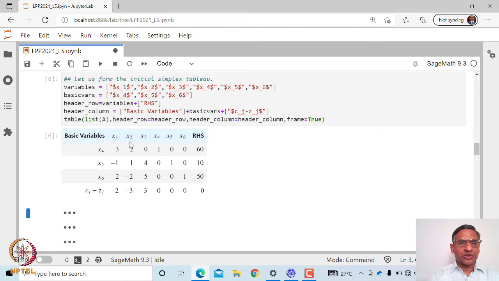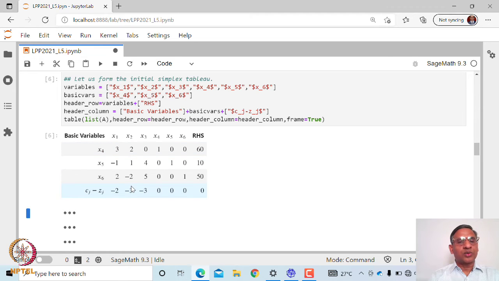Right, so you can see here you have x1, x2, x3, x4, x5, x6. This is the right hand side. These are the basic variables, and this last one is Cj minus Zj, that is the reduced cost coefficient. At this stage the basic feasible solution is x4 equal to 60, x5 equal to 10, x6 equal to 50, and x1, x2, x3 equal to 0. This is not optimal because you have negative reduced cost coefficients. So we need to update this simplex table.